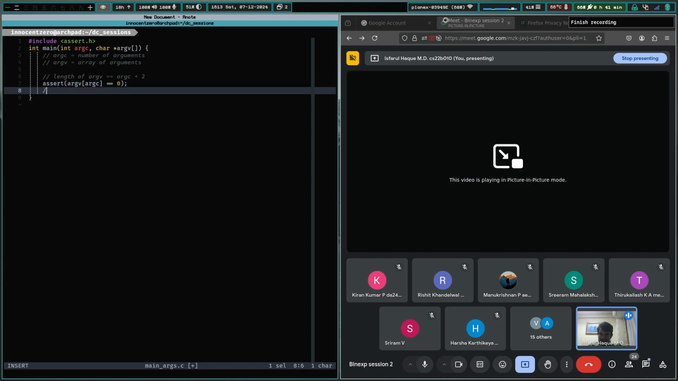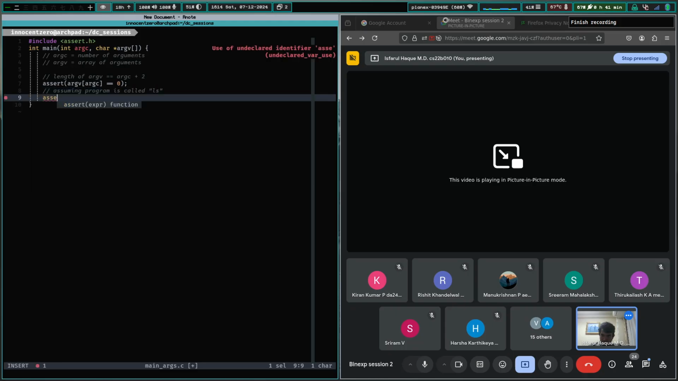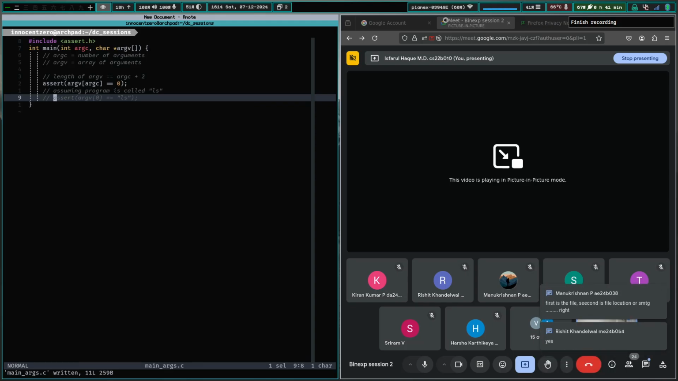So in case of ls, now this thing isn't allowed in C, but you get the point, right? This is what the zeroth argument of the array is. First is the file, second is the file location or something.